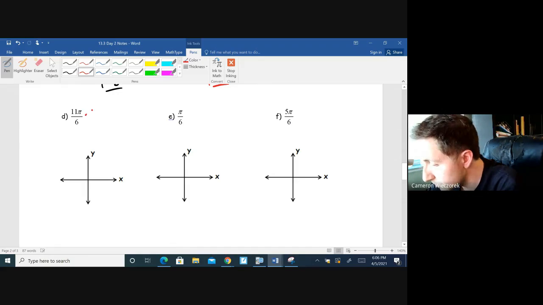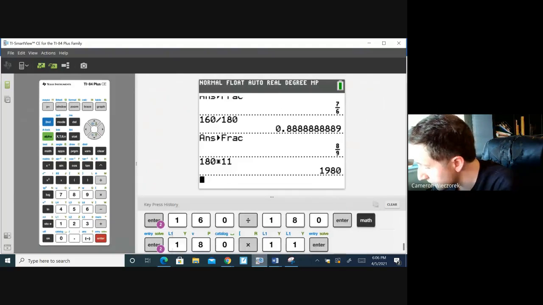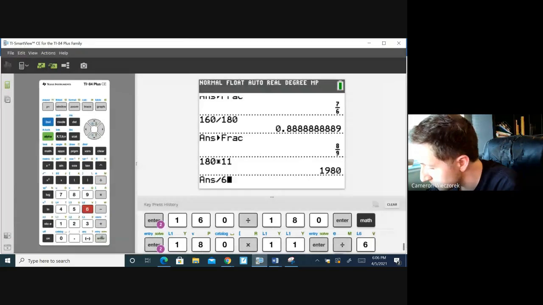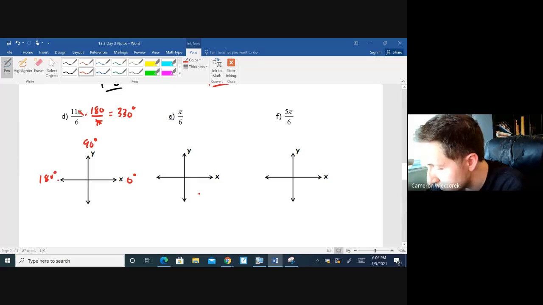11 pi over 6, I'm going to multiply by 180 over pi to convert to degrees. 180 times 11 is the numerator, 1980. And I'm going to divide by 6. So this is 330 degrees. Here's 0, 90, 180, 270. Full circle brings me back to 360. So I'm going to be 30 degrees away in the fourth quadrant. If I go all the way around, this would be 330. My reference angle here is 30 degrees.